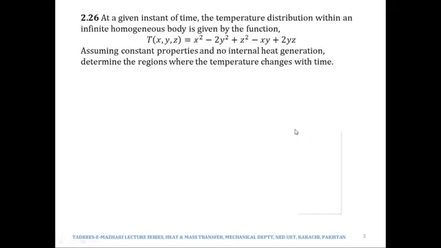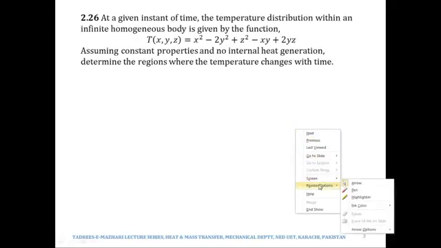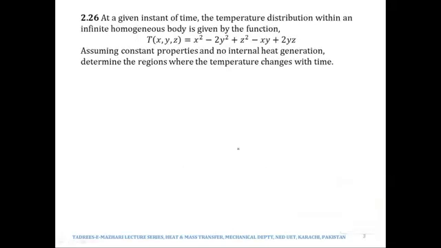Let's start with 2-26. 2-26 says that at a given instant of time, the temperature distribution within an infinite homogeneous body is given as per the following function. So we can see that over here the temperature is a function of x, y and z, so it's not a one-dimensional heat transfer case.